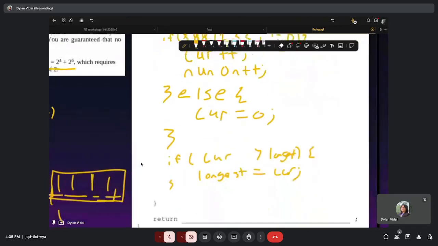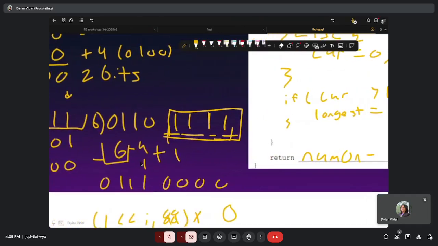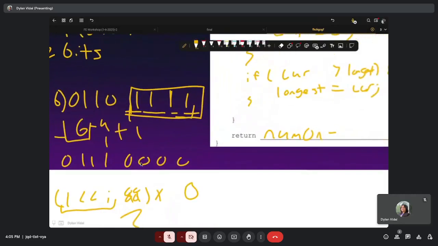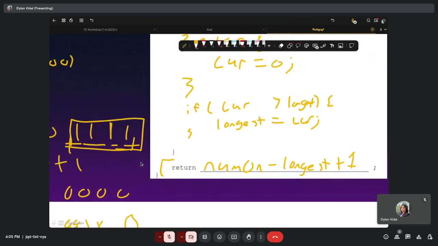And so then again, do you remember that formula we drew? We're going to say num on. And then what's the other 2? What are the 2 things we have to do here? Num on minus. So let's go back over here. We did 6 minus 4 plus 1. So num on minus longest, because this is the amount of bits we're turning off. But then remember that carry goes over and we add what? 1. So this counts how many bits are on. We're not actually returning the number that we create.